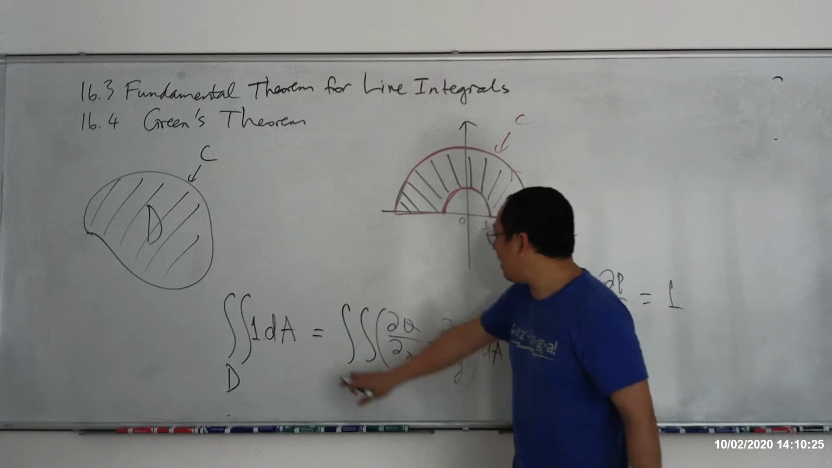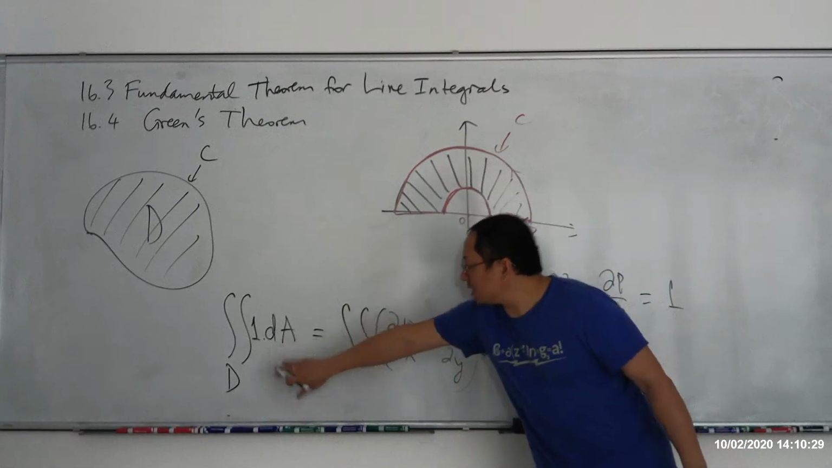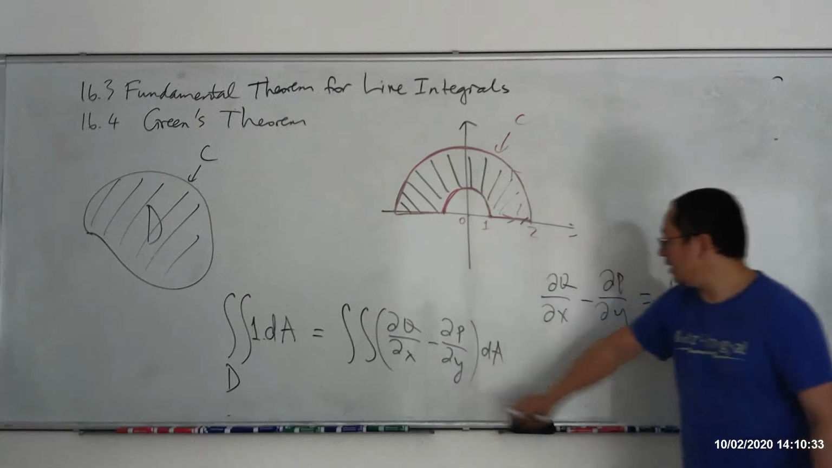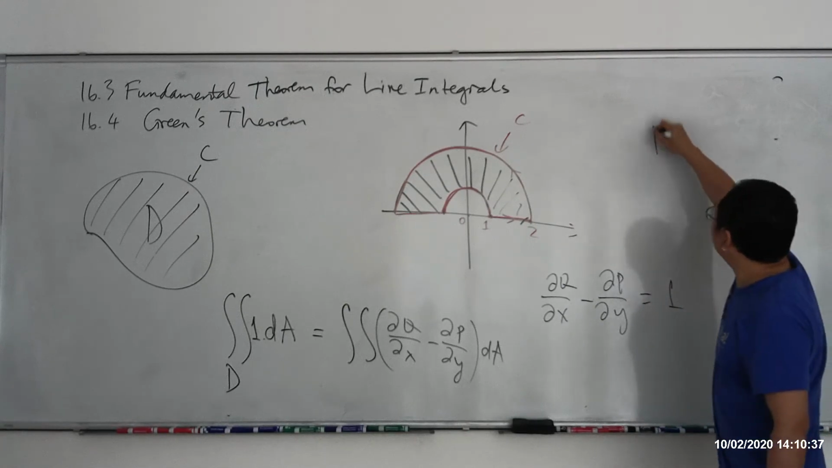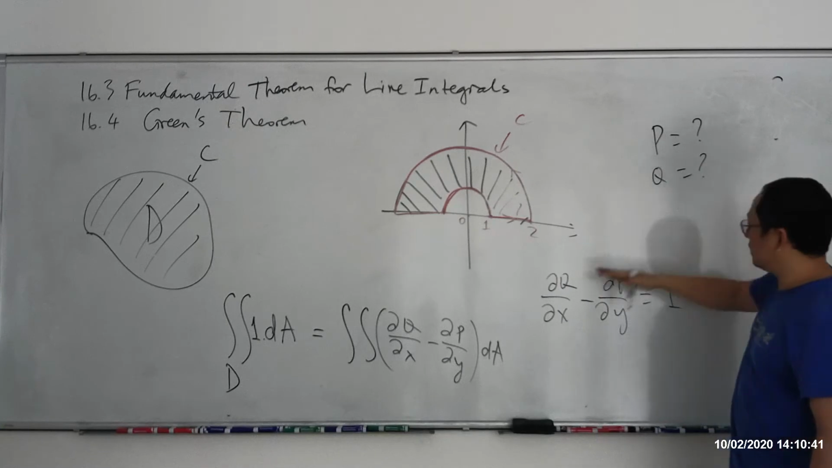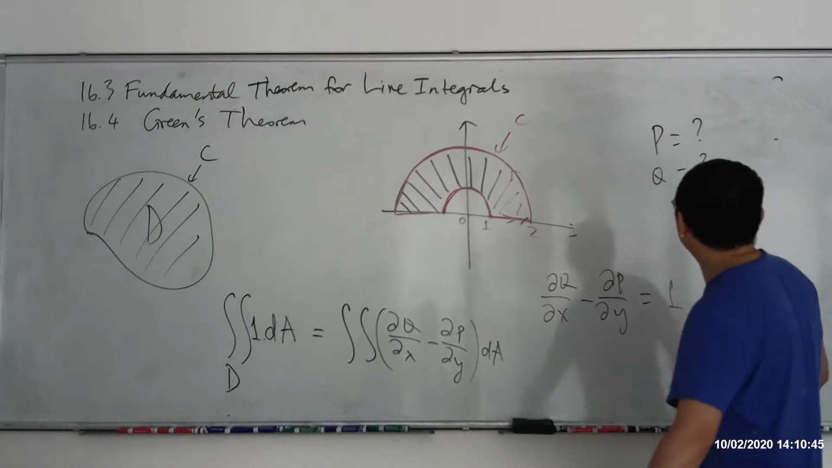Somehow you have to use a boundary, so P and Q are going to come up, right? So you rewrite this double integral in the Green's theorem form right here, and this is going to be equal to 1. So you look for the functions. What is P equal to? What is Q equal to? Such that dQ over dx minus dP over dy equals 1. There are many ways.